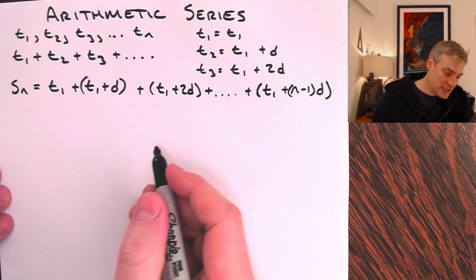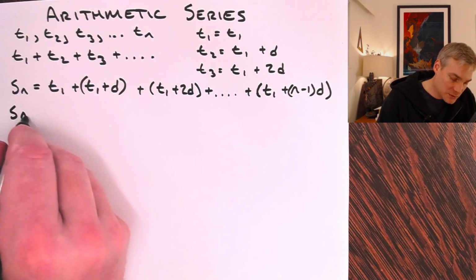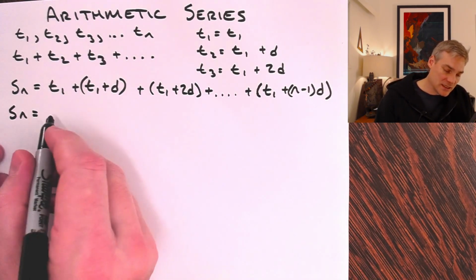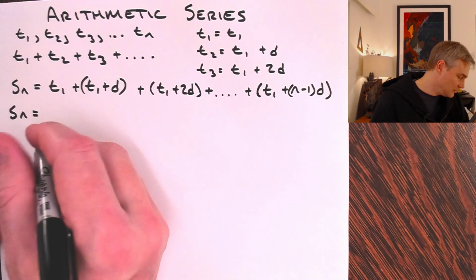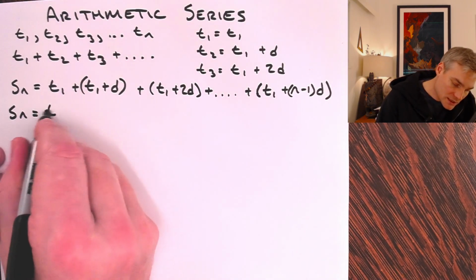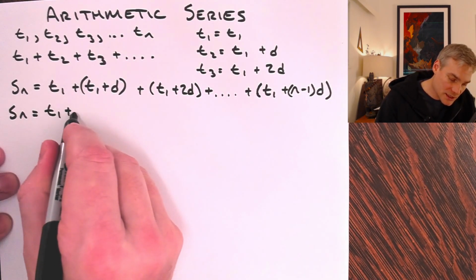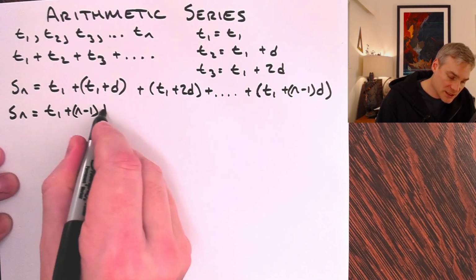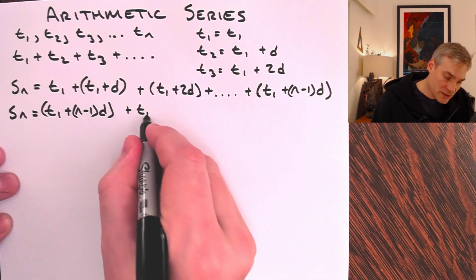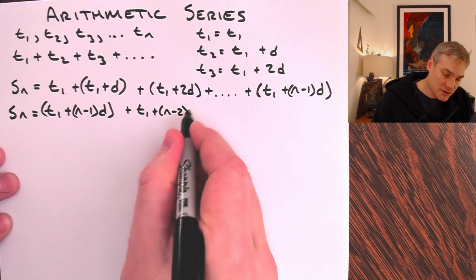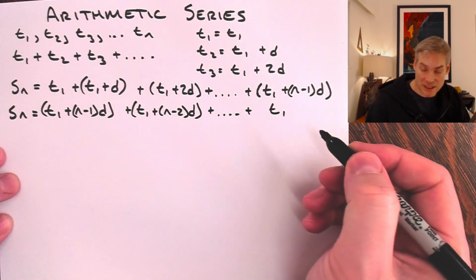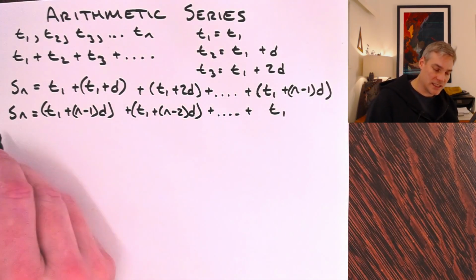Now, what if I wrote this in the same way, but I write Sn backwards? So now what I have is T1 plus n minus 1 times the difference, and that's my first term for this one. And then I have T1 plus n minus 2 times the difference. And then I keep going until I get to the very beginning of the sequence, which is just T1. Now I'm going to add these.